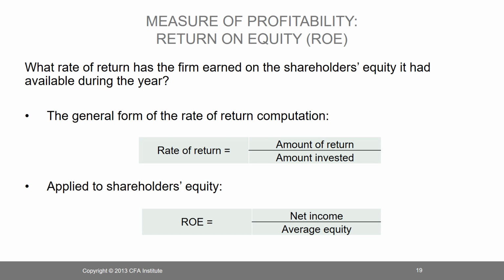Now for the return on equity, we're going to take the net income, which, if you remember from our chapter 4 study, was the total revenues minus total expenses, and we divide that by the average equity over that specific period of time.